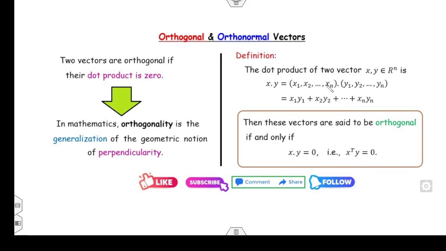These two vectors are said to be orthogonal whenever x dot y is 0. Or in other words, if you write it in terms of matrices, then x transpose into y is 0.